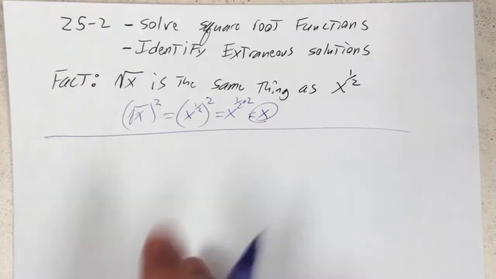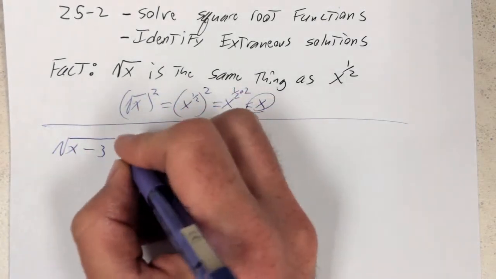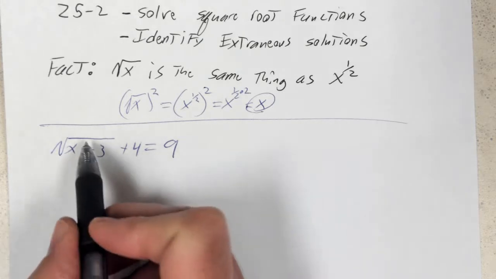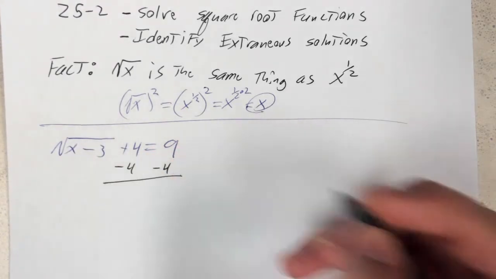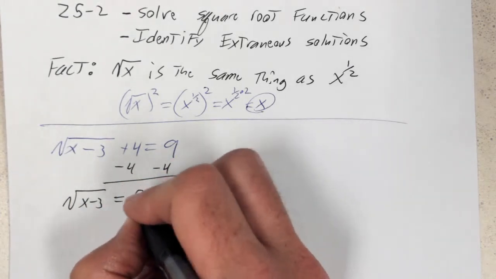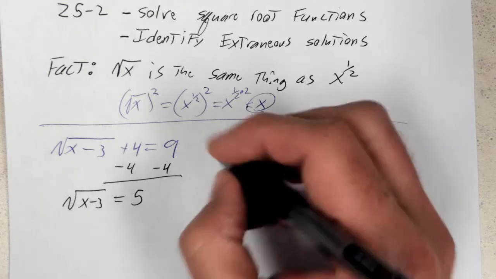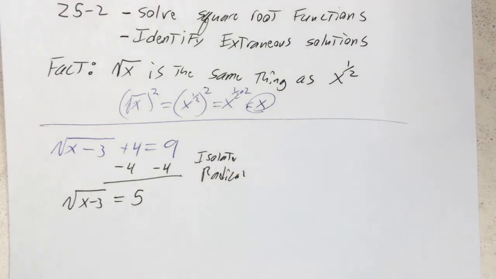So we're going to solve the square root of x minus 3 plus 4 is equal to 9. Our first step is always to get the radical by itself. Just like if it were x, get it by itself, but these are grouped together for now, so get the radical by itself. So we're going to minus 4. So we have the square root of x minus 3 is equal to 9 minus 4, which is 5. I'm going to write isolate radical. That means the same thing as get the radical by itself.